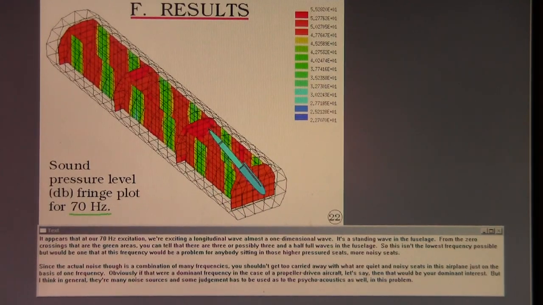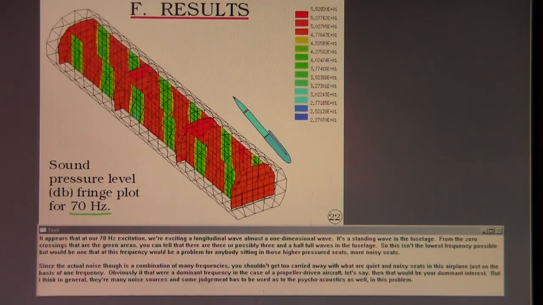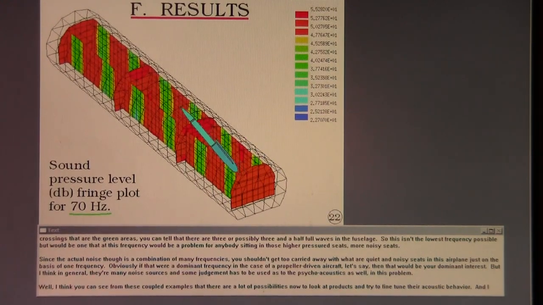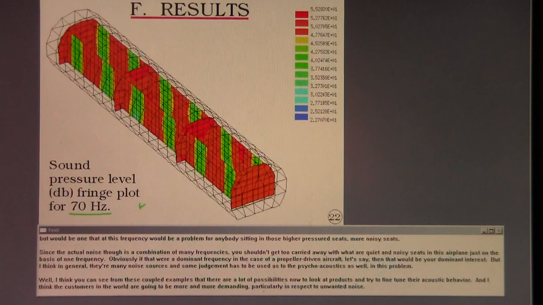Since the actual noise, though, is a combination of many frequencies, you shouldn't get too carried away with what are quiet and noisy seats in this airplane just on the basis of one frequency. Obviously, if that were a dominant frequency in the case of a propeller-driven aircraft, let's say, then that would be your dominant interest. But I think in general there are many noise sources, and some judgment has to be used as to the cycle acoustics as well in this problem.